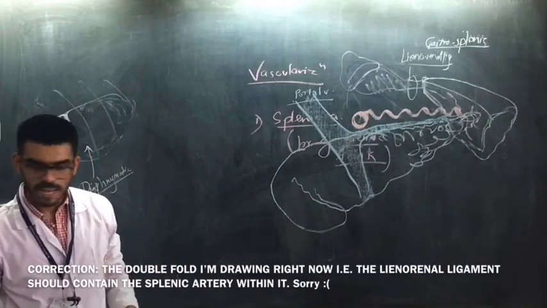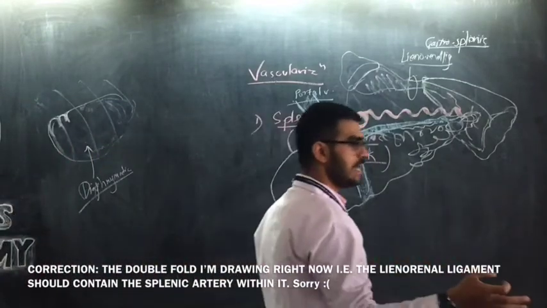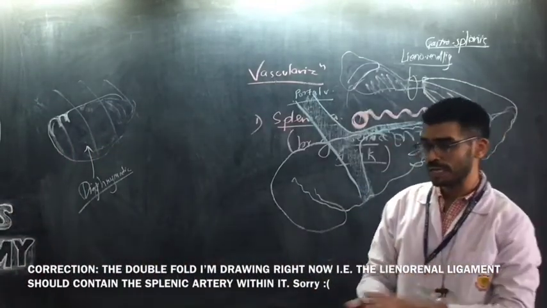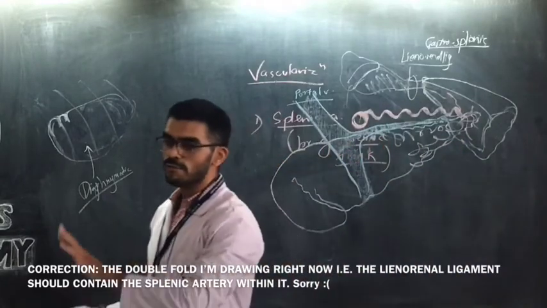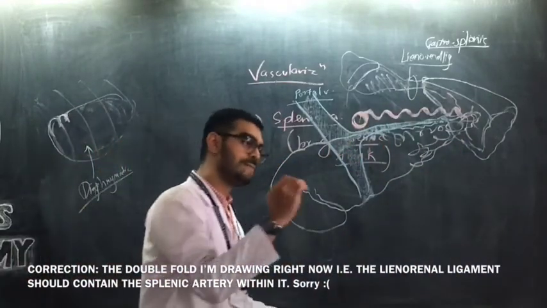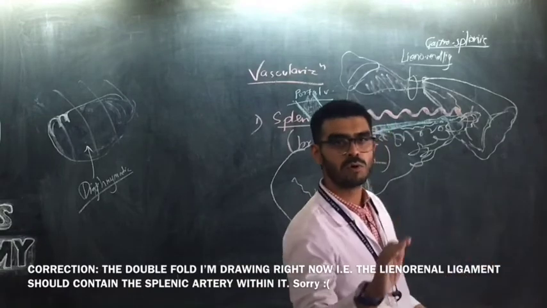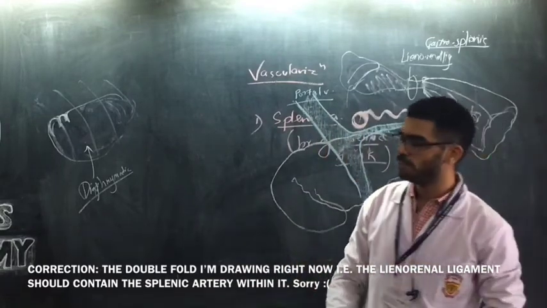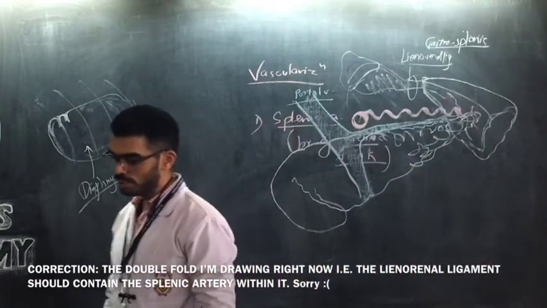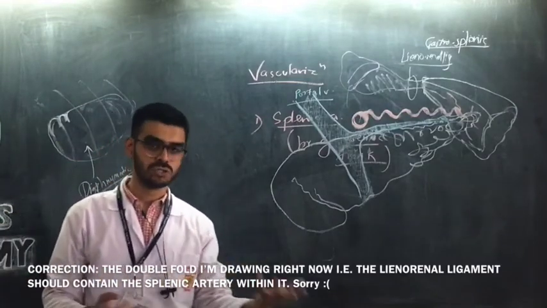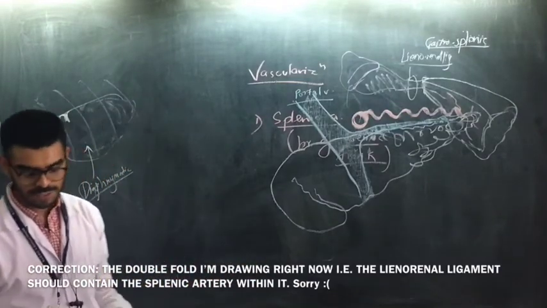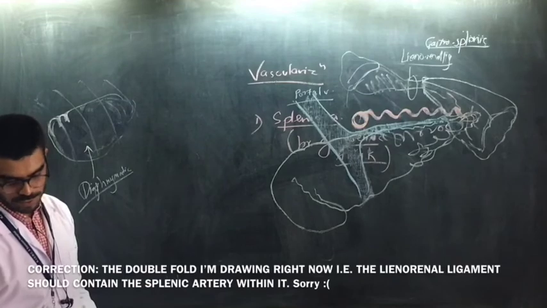So, blood supply: splenic artery, a branch of the celiac trunk. Venous drainage: splenic vein, which eventually joins the superior mesenteric vein to form the portal vein at the neck of the pancreas. And both these structures, and also the innervation and the lymphatics, are all traveling through the lienorenal ligament.